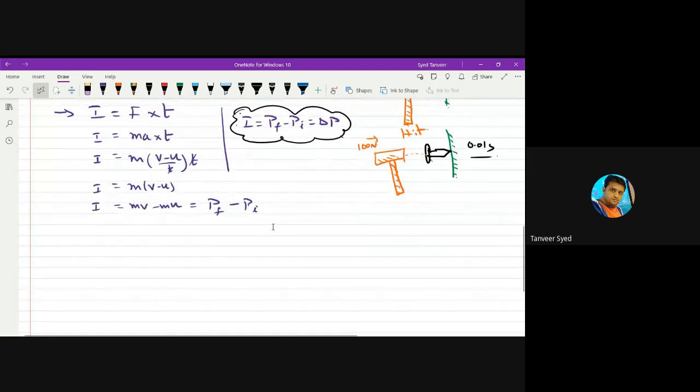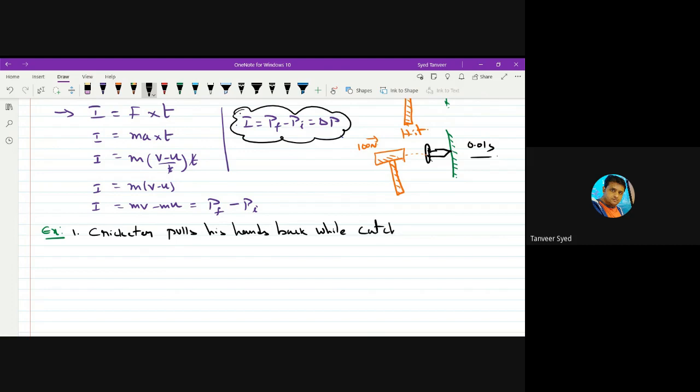And we find a lot of applications, a lot of situations where we come across this impulse in our daily lives. For example, catching a cricket ball. A cricketer pulls his hands back while catching. Every one of you might have done this. We do this involuntarily, without our knowledge. We pull our hands back while catching the ball.